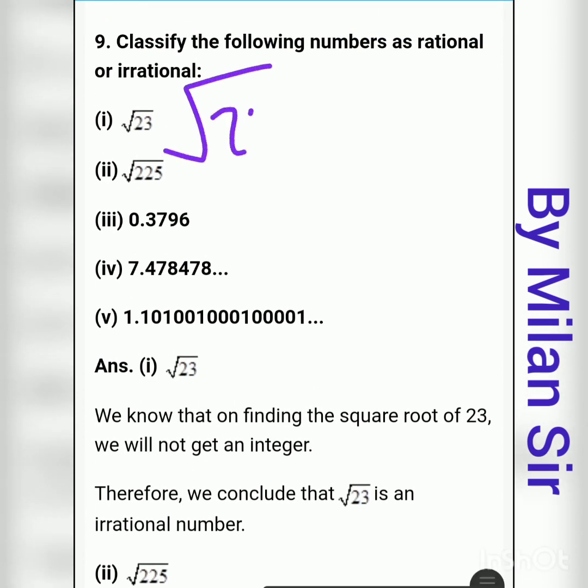If in the under root a perfect square number is there, then it is a rational number. That means if we can find the square root, then it is a rational number. If we cannot find the square root, then it is an irrational number. So here we cannot find the square root of 23. That's why this is an irrational number.